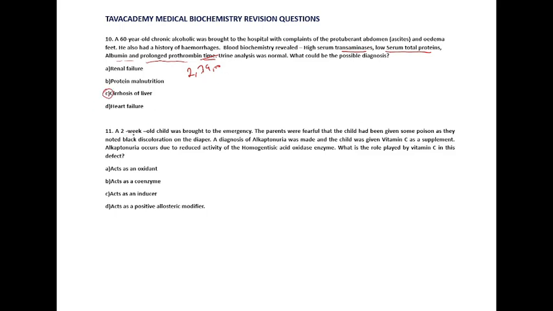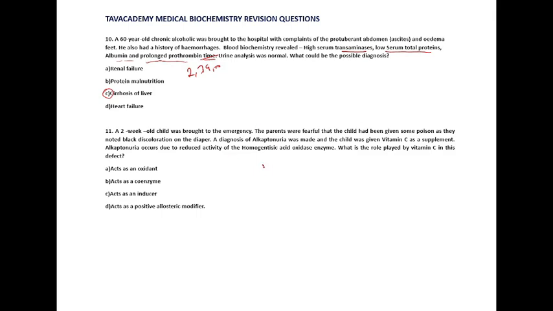Question 11. A 2-week-old child was brought to the emergency. The parents were fearful that the child had been given some poison as they noted black discoloration on his diaper. A diagnosis of alkaptonuria was made and the child was given vitamin C as a supplement. Alkaptonuria occurs due to reduced activity of the homogentisic acid oxidase enzyme. What is the role of vitamin C?